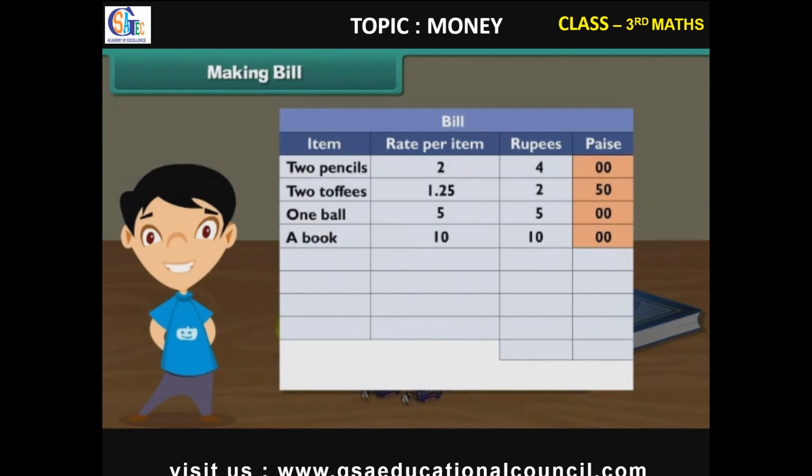Add the numbers in the paise column. Add 00 plus 50 plus 00 plus 00, which is equal to 50 paise. Add the numbers in the rupees column. Add 4 plus 2 plus 5 plus 10, which is equal to 21 rupees. Make a new row. Write total in this row under the rate per item column. Write 21 rupees in the rupees column. Write 50 paise in the paise column. The bill is ready. Ramita has to pay rupees 21 and 50 paise to the shopkeeper for her purchases.